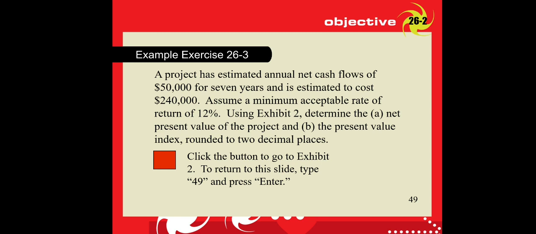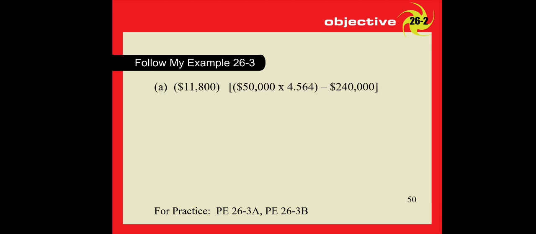What do you think? You have to refer to present value table or present value annuity table? So the answer is you have to refer to present value annuity table, because the net cash flow every year is same, 50,000 for 7 years. So when you see something like this, you refer to present value annuity table. Easy.